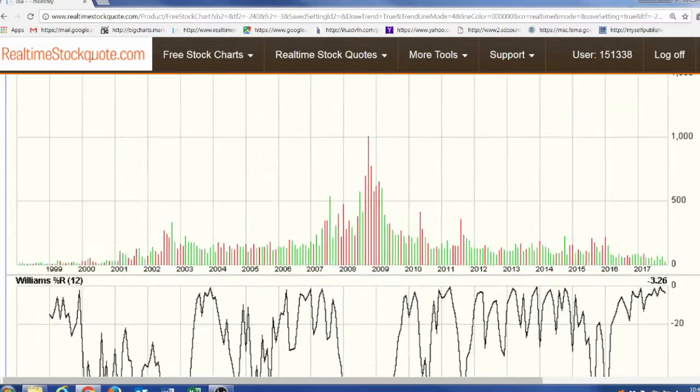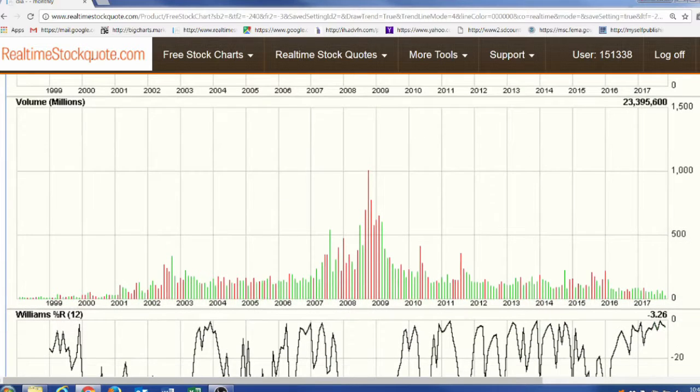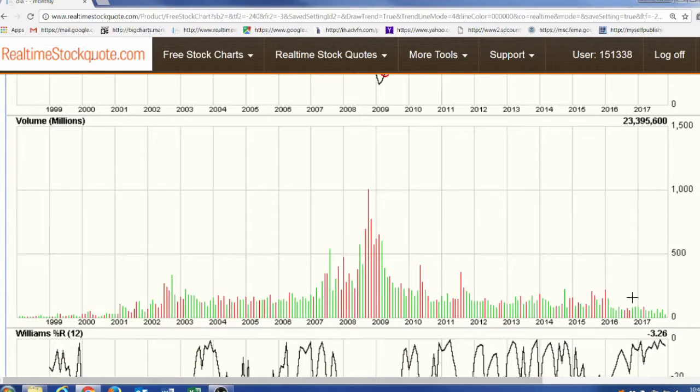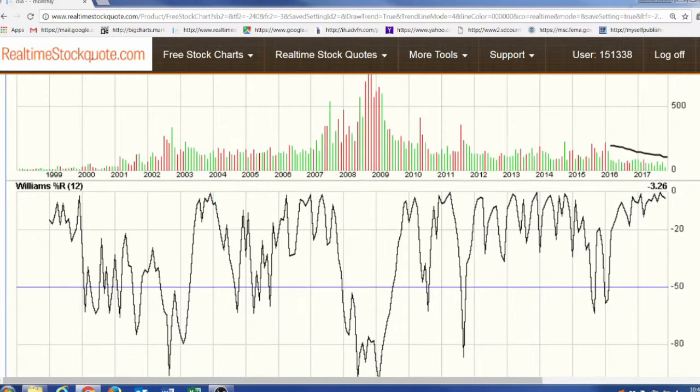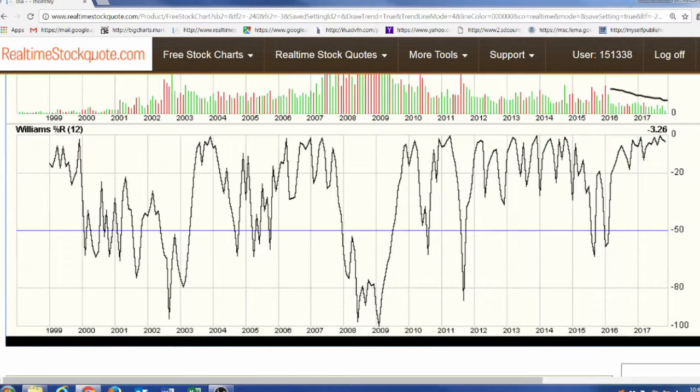Moving down, the volume simply is a little bit declining in the last couple of years, but not really all that negative. The Williams confirms the other oscillators in elevated levels. Here we are with a nice, decent upward trend.